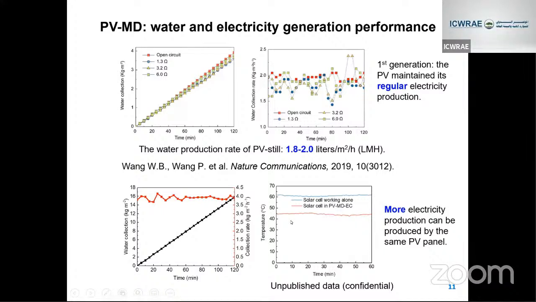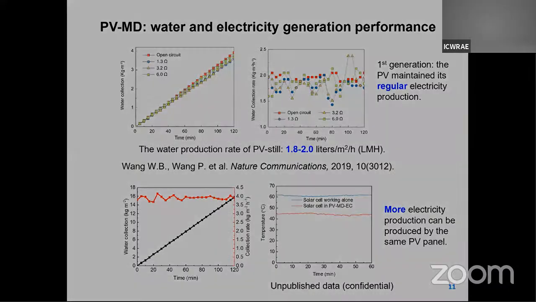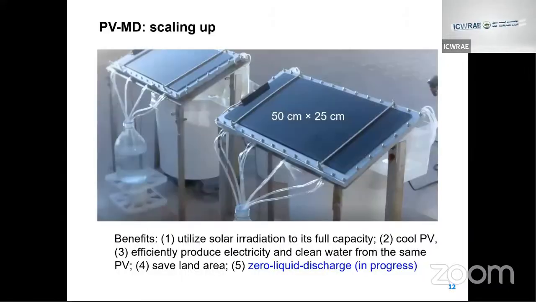What is more is that in our latest design, as you can see from the bottom right figure, our system was able to reduce the temperature of the PV panel significantly while producing much higher water production rate. You know, with a lower PV panel temperature, we can expect more electricity being generated by the same PV panel. So to summarize this part, I want to say that there are many benefits associated with PVMD.